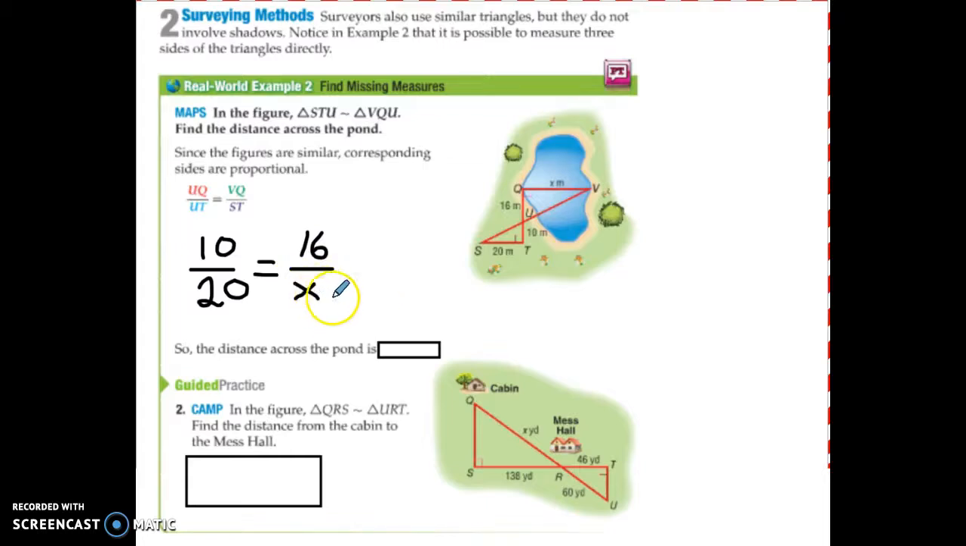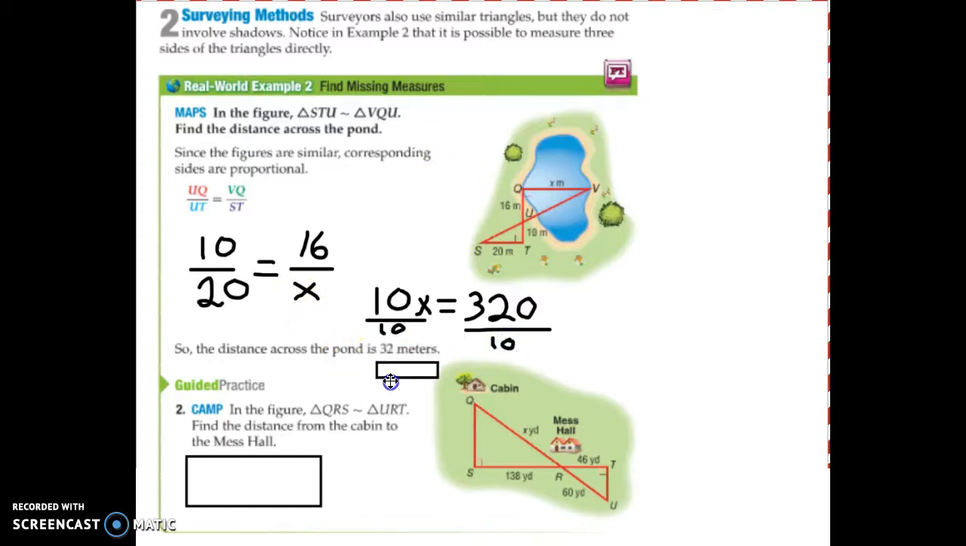Then I do 10 times x is 10x, and 16 times 20 is 320. If I divide both sides by 10, I get x equals 32. And again, the shortcut is you notice 10 is half of 20, or 20 is double 10. So my bottom number has to be double my top number, because it has to be proportional. So 32 is double 16. There you have it, x equals 32.